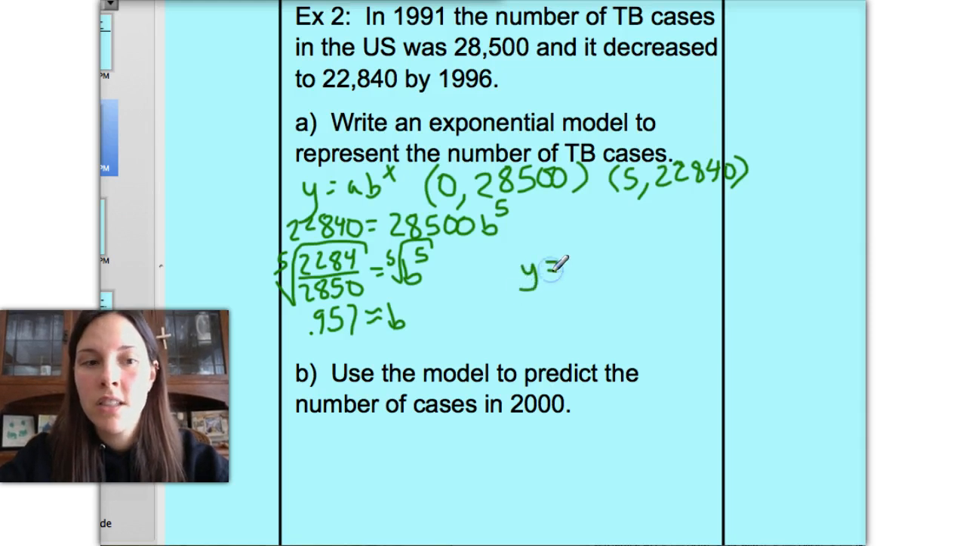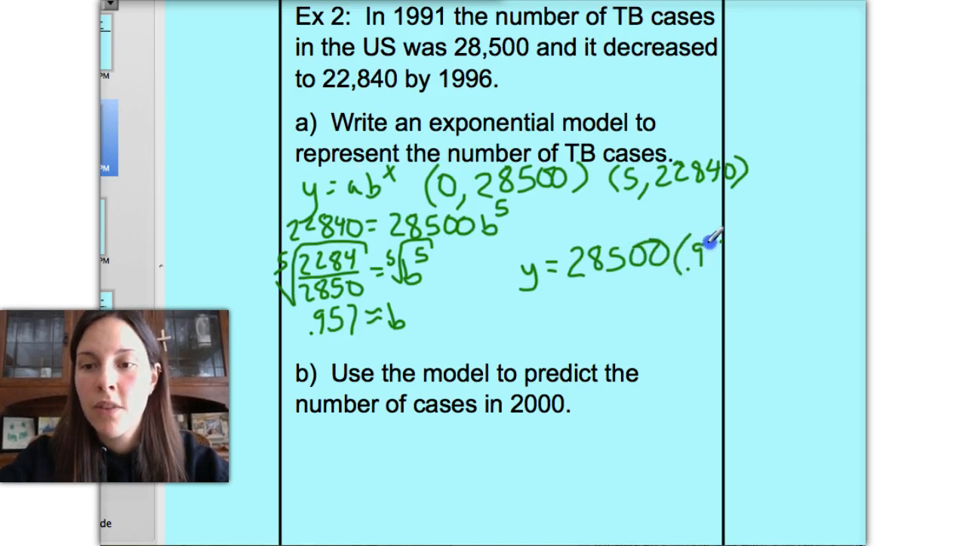Y equals 28,500 times our b value, 0.957, to the x power. So there's our model, and now we're going to use the model to predict the number of cases in 2000.